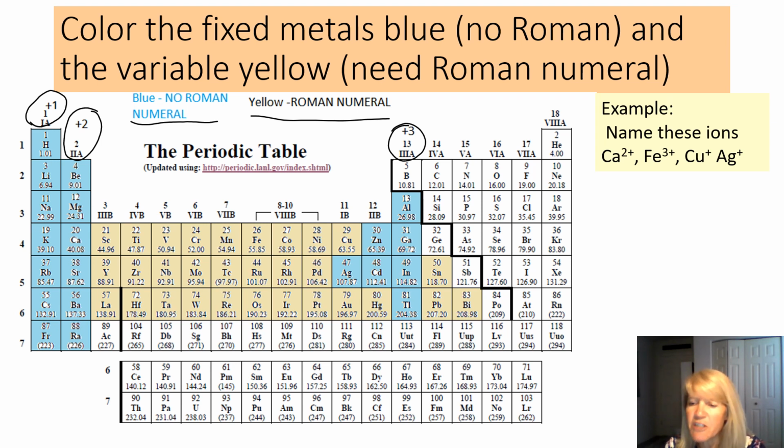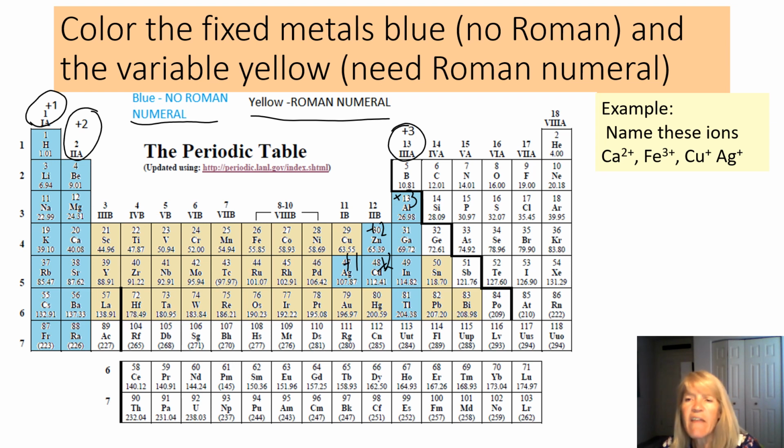Then the exceptions from the transition metals: silver is always +1, zinc is +2, cadmium also +2. I remember that by making a diagonal with aluminum that's +3. We've got that 1, 2, 3 diagonal, and that's how I remember those charges. But if you color the transition metals yellow and the representative metals blue, then here you see tin, lead, and bismuth, even though they're representative, they have more than one possible charge.